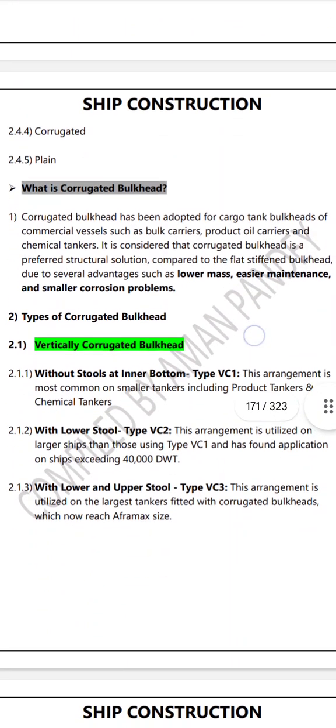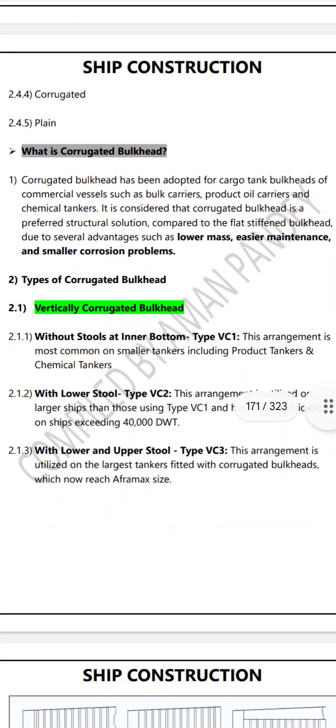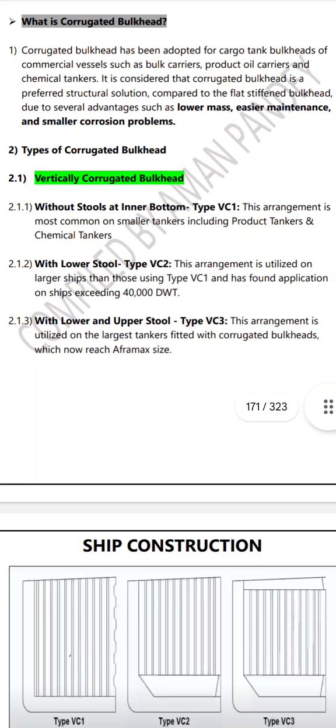Corrugated bulkhead. What is a corrugated bulkhead? They have been adopted for cargo tank bulkheads of commercial vessels such as bulk carriers, product oil carriers, and chemical carriers. The corrugated bulkhead is considered a preferred structural solution compared to the flat stiffened bulkhead due to several advantages: lower mass, easier maintenance, smaller corrosion problems.